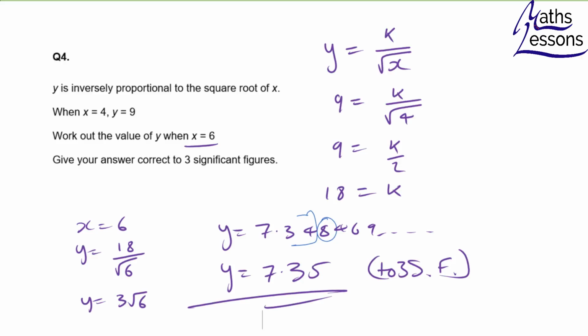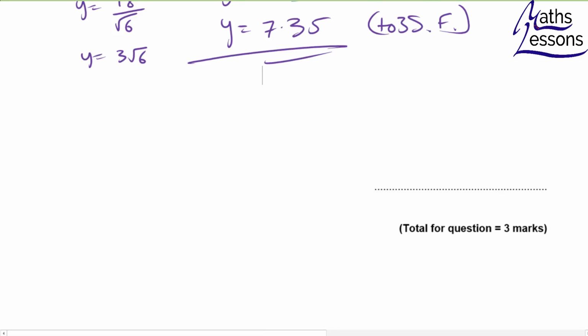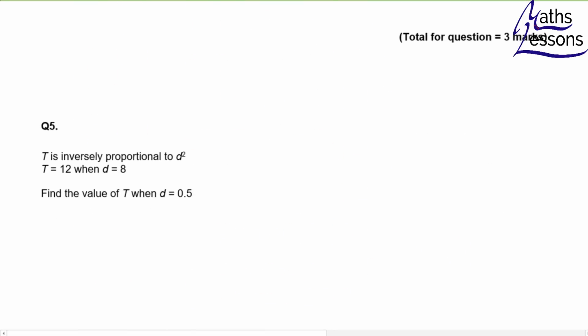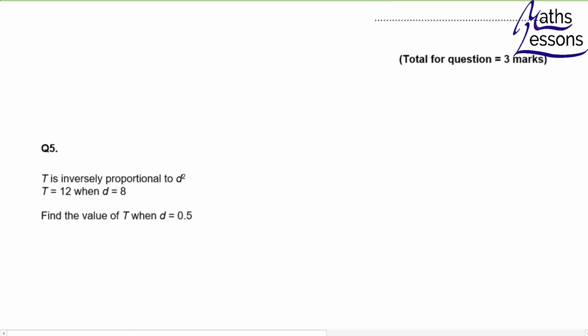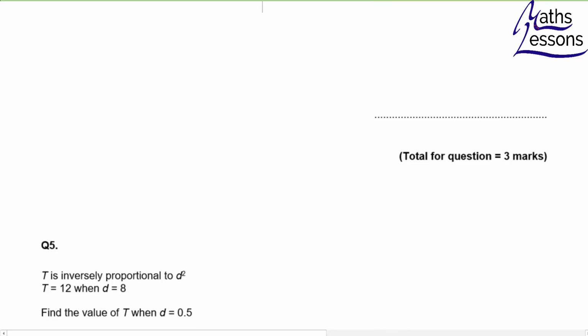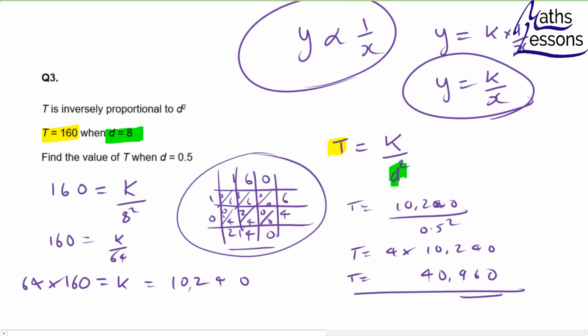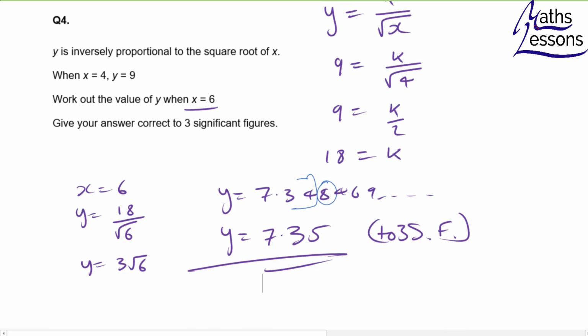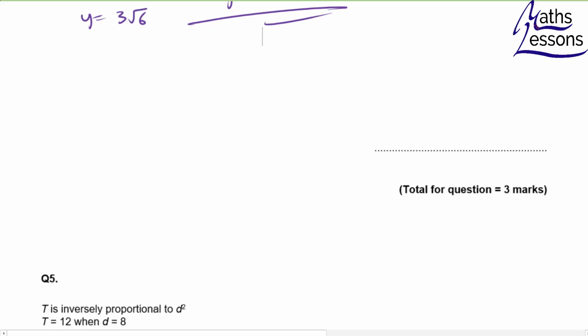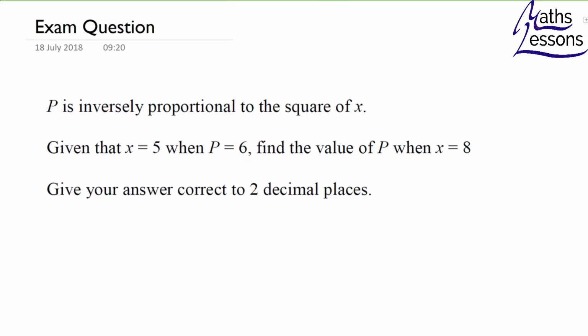Right. I don't think there's much more I can teach you on this. Yes, there is another question, which I'll leave you to do on your own, and you check in the answer section. Inversely proportional to d. Find the value when d is 0.25. That is a very similar question, just slightly different numbers to one of the ones you've already done, so it'll be quite an easy question. And then there's the exam question for you to have a go at as well.